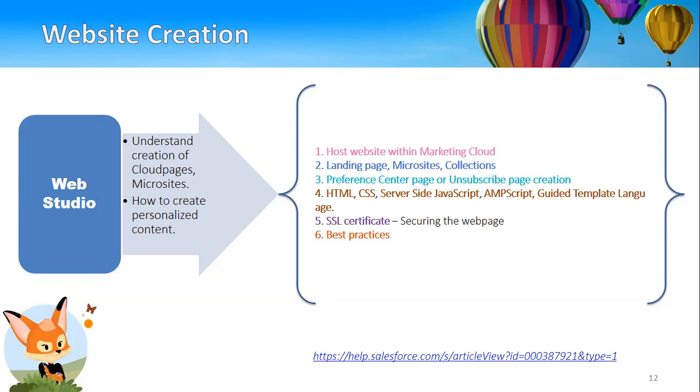You need to understand the creation of cloud pages and microsites. These are the new terms very much used in Marketing Cloud for the purpose of landing pages and websites. You can also create personalized content. Using AMPscript and SSJS, which we discussed earlier, you can create some wonderful personalized content in your website.